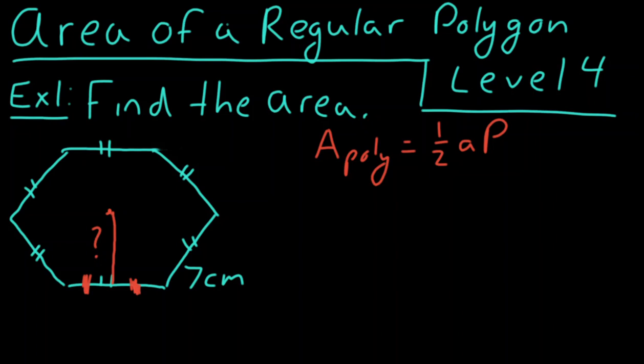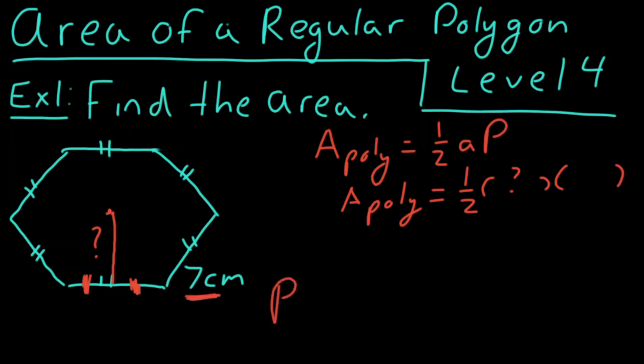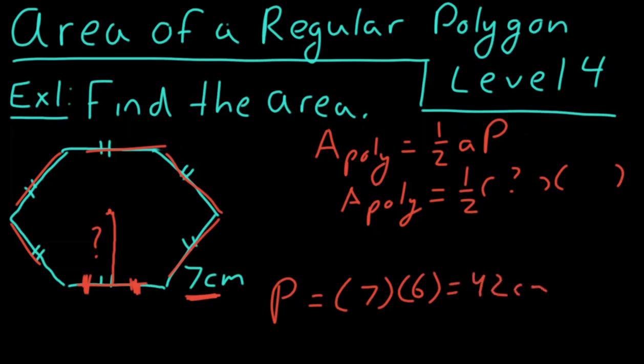Now let's go ahead and see what we know before we get anything started. We have the area of our polygon is equal to 1/2 the apothem, which we don't know right now, times our perimeter, but we can find that. So we know that each side is 7. So I'll say my perimeter is equal to the side length, 7, times, well, we have 1, 2, 3, 4, 5, 6 sides here. And what is 7 times 6? Well, that's going to give us 42 centimeters, and that will be our perimeter, 42.